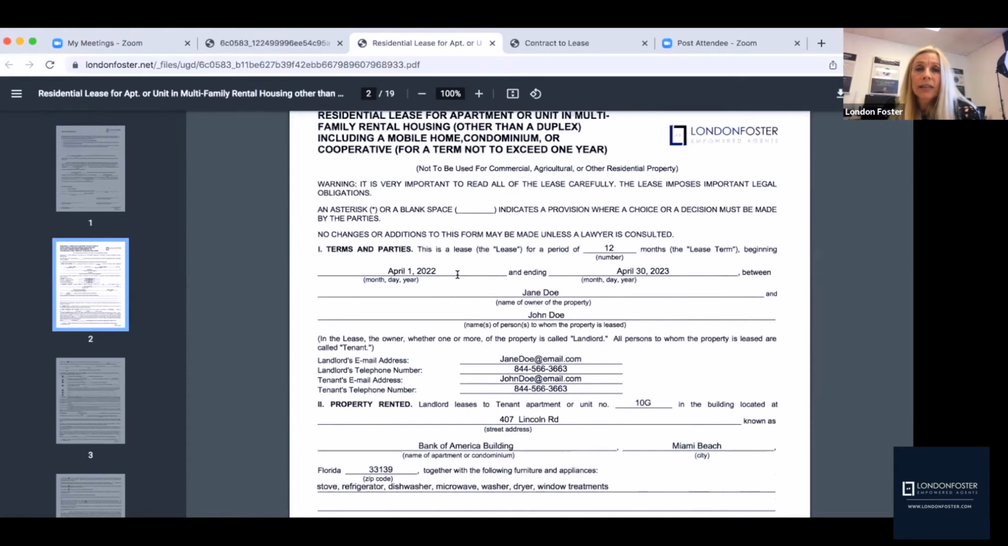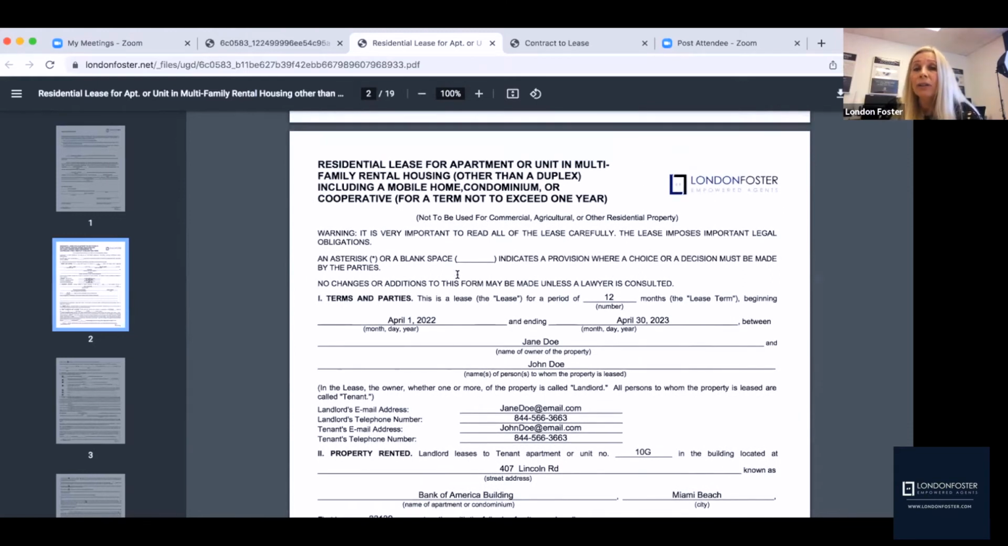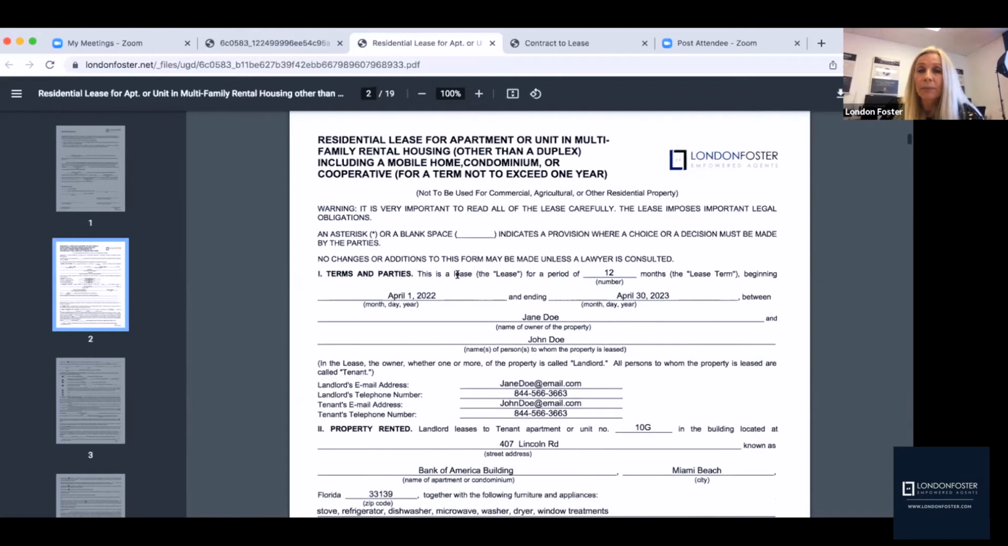Okay, so this lease is not for a house. We have a different lease for a single family home, and we have a different one for a duplex. You'll find those under our forms at londonfoster.net. Under forms, you can find this lease as well as the other leases that we have, the ones for single family homes. Just keep in mind, this is for an apartment or a condo.